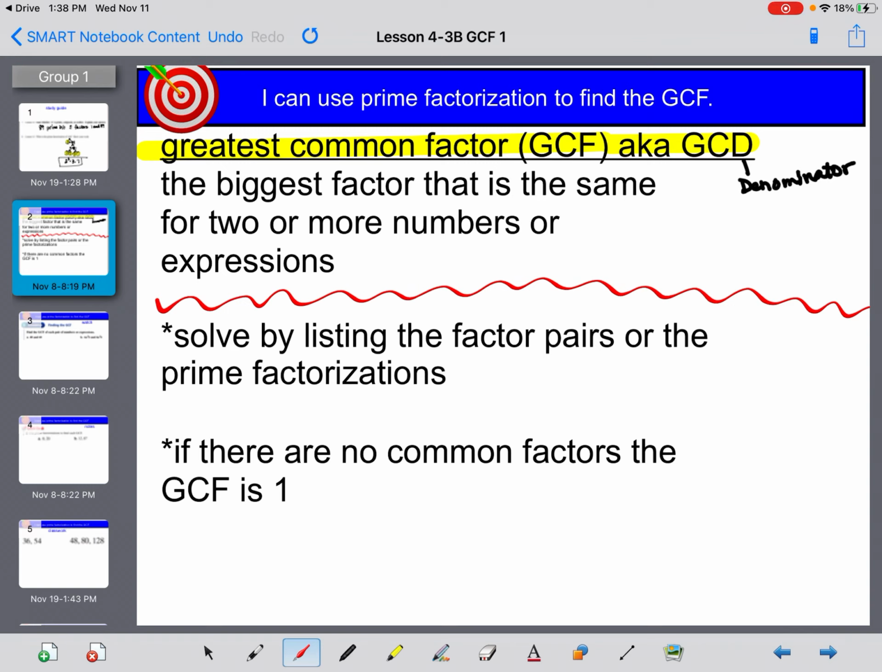Now you have two options for how to find the greatest common factor. One way is to list all of the factor pairs, or the other way is to use the prime factorization. If there are no common factors, then the greatest common factor is 1, because 1 is a factor for every single number there is. So if you can't find any, then it's 1.